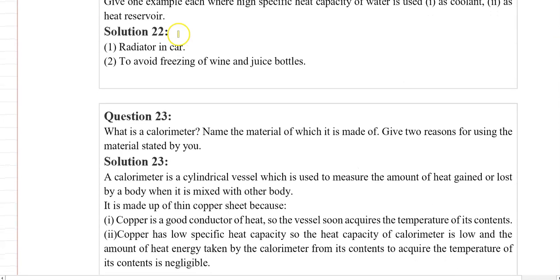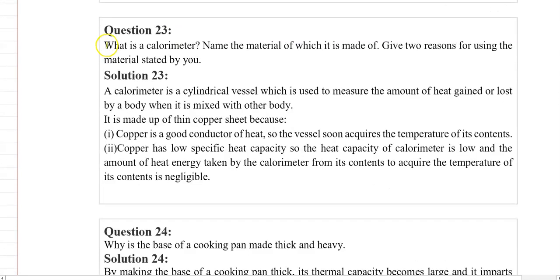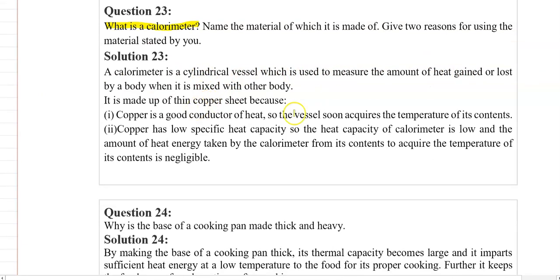Okay, we have studied that. The next question is, what is a calorimeter? Name the material it is made of. Give two reasons. The solution is, a calorimeter is a cylindrical vessel which is used to measure the amount of heat gained or lost by a body when it is mixed with another body. It is made up of thin copper sheet, because copper is a good conductor of heat, so the vessel soon acquires the temperature of its contents.